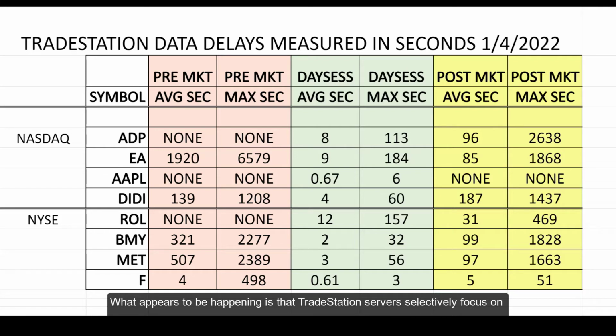What appears to be happening is that Tradestation servers selectively focus on the symbols with the most activity and allow less active symbols to report on a delayed schedule.